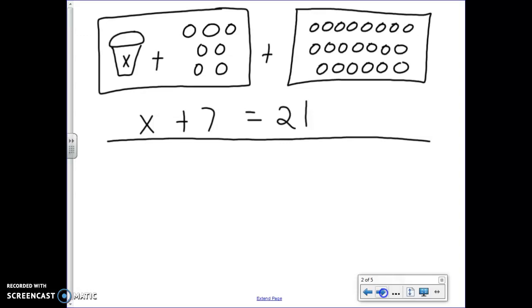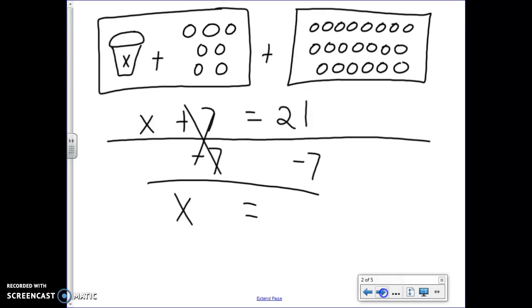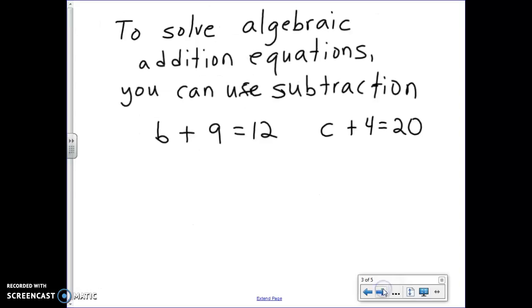Well, we want to get rid of the 7 on this side so that the unknown, the variable X, is by itself. So we subtract 7, and then whatever I do on the left side, the X plus 7 side, I have to do on the other side. So I do. 7 minus 7 is 0. So we just cross those out. That leaves just an X. 21 minus 7 is 14. We can check that by putting 14 back up. 14 plus 7 does get me 21. Not so hard, is it? Pretty easy. As I said, to solve algebraic addition equations, you can use subtraction.